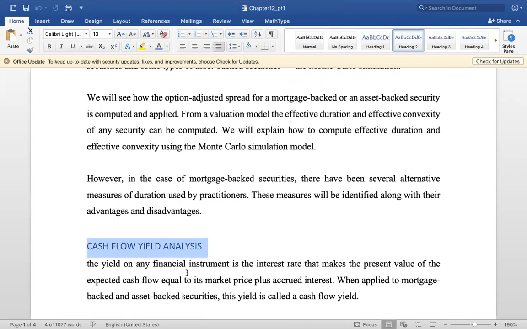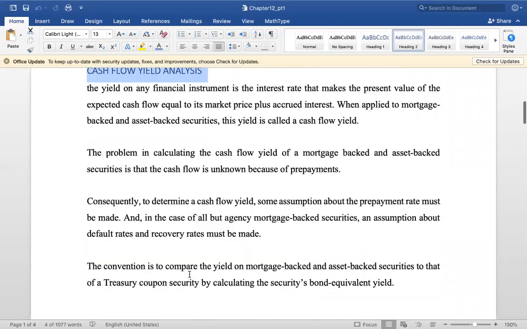So the yield on any financial instrument is the interest rate that makes the present value of the expected cash flows equal to its market price plus accrued interest. But when applied to mortgage-backed and asset-backed securities, this yield we refer to as a cash flow yield. The problem in calculating the cash flow yield of a mortgage-backed and asset-backed security is that the cash flow is unknown because of the prepayment. So there is uncertainty regarding the cash flow of mortgage-backed as well as asset-backed securities.